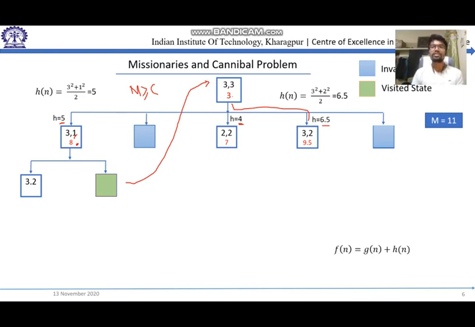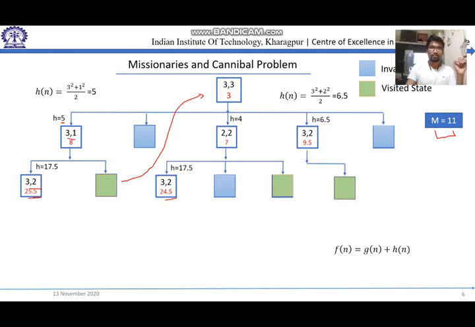Now what I'll do, I will further expand this possible state, the 3 1 state. If I move one cannibal from the left, if you observe here, for this particular path the function value is 25.5, and for this particular path it turns out to be 24.5. As per this SMA star algorithm, it will find the minimum function value, and here the minimum function value is 24.5.